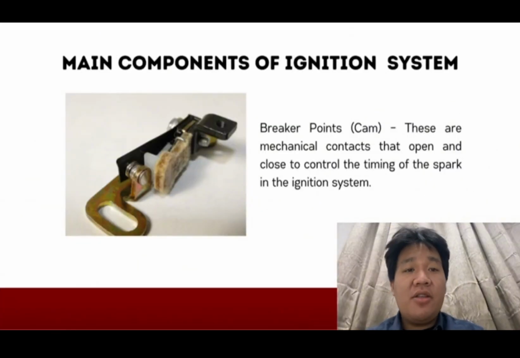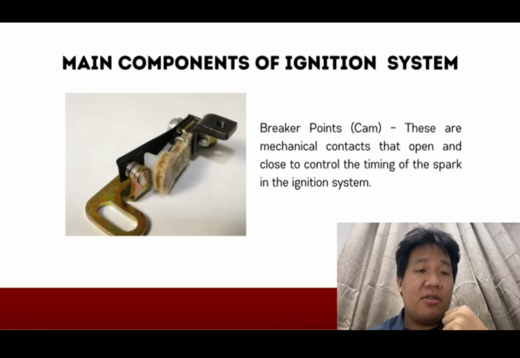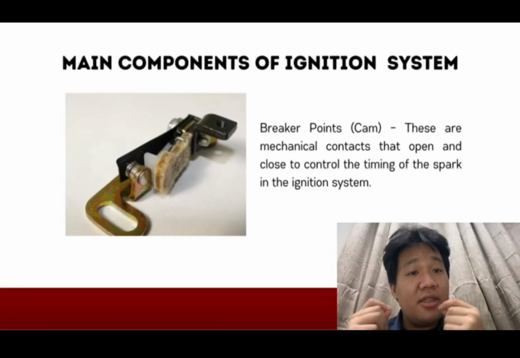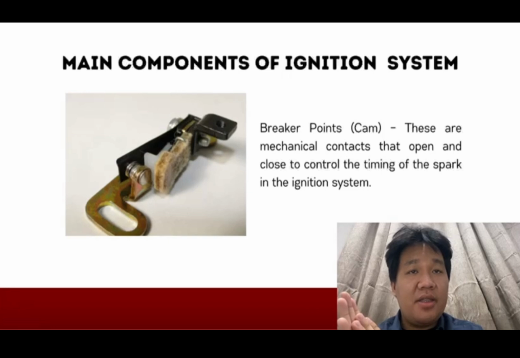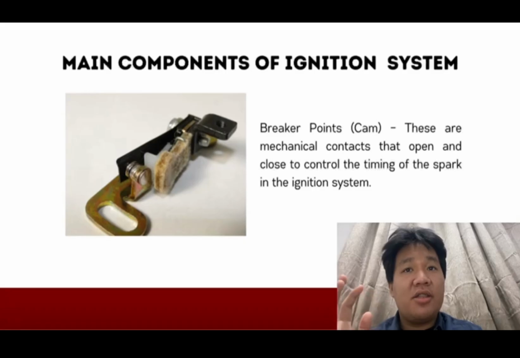So for the main components in the ignition system, this is the last part. The breaker points, or the cam, also called contact points, are small electrical contacts inside the distributor. They open and close as the cam turns. When the points are closed, electricity flows through the circuit. When the cam pushes them open, the flow stops suddenly, which causes the ignition coil to release a high voltage spark to the spark plug.